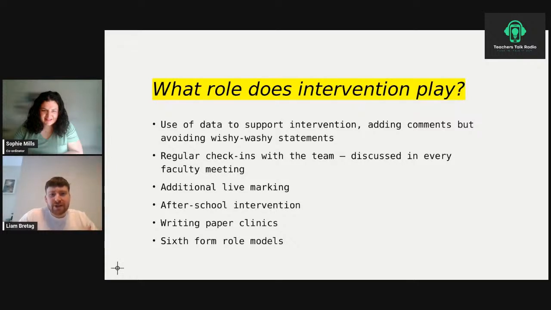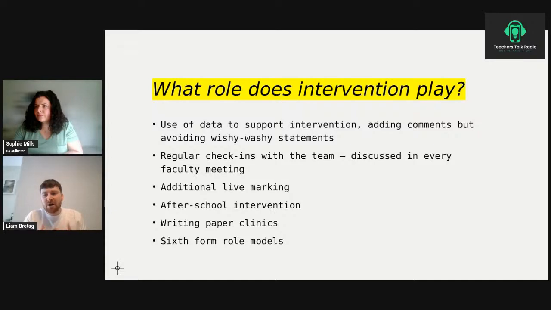So the use of data is really, really important, as any head of department would tell you. I always get my team to add in comments regularly before we have our specific progress meetings. I've put avoid wishy-washy statements, and that just means that 'can't do the past tense', for example, is not sufficient. We need to know 'has struggled with the third bullet point on this topic, and I have done this to help them.' We have regular check-ins across the team, it's a focus of every single faculty meeting, but we also have our own standalone RAG meeting, red, amber, green, where students are assigned a level of intervention and things like that.